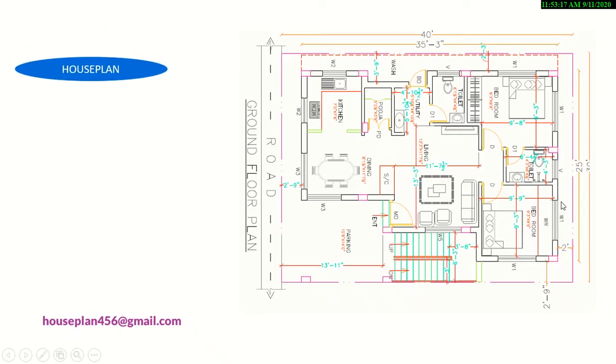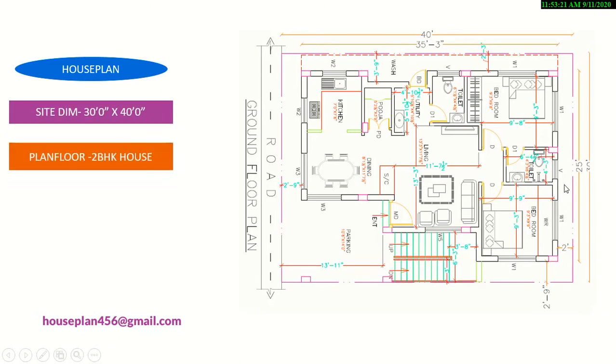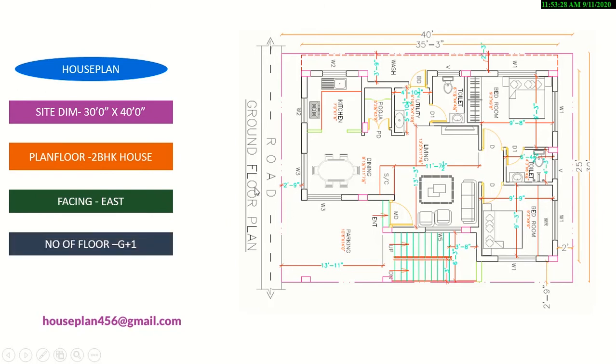Welcome to House Plan. In this video, I'll show you a 30 by 40 site floor plan. 2 BHK house. Facing of site is east facing. Number of floors is G plus 1, ground floor plus first floor plan.